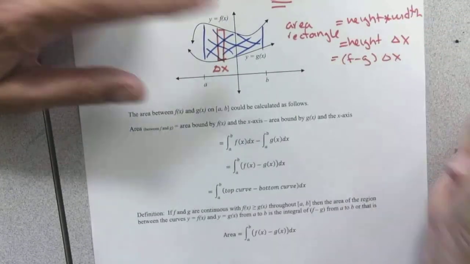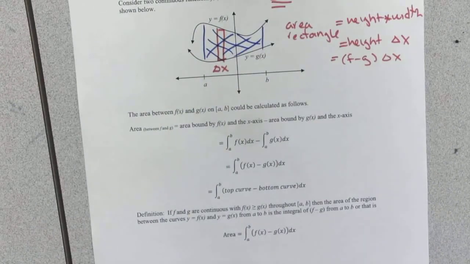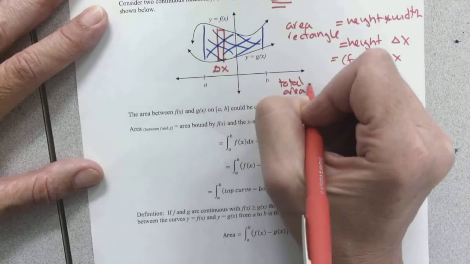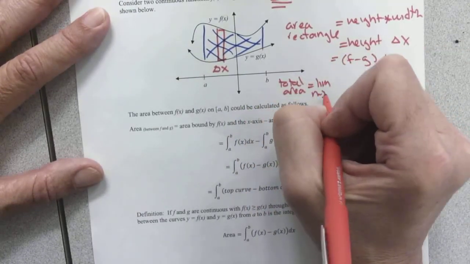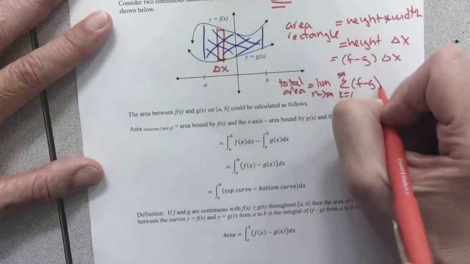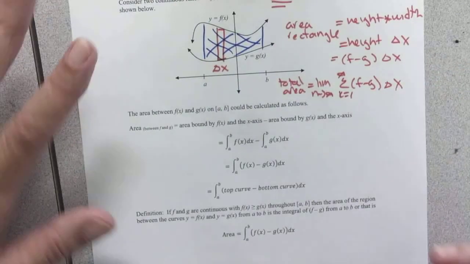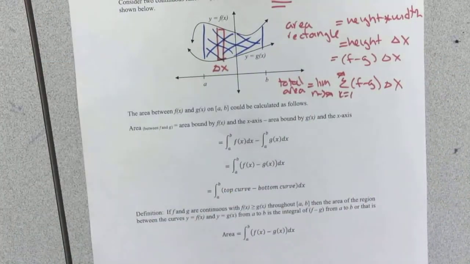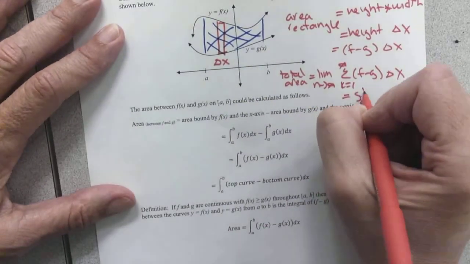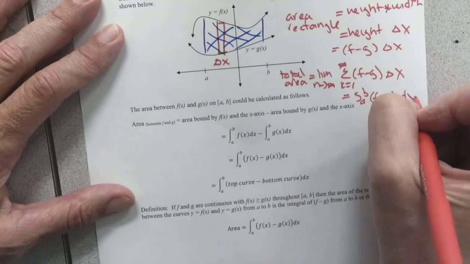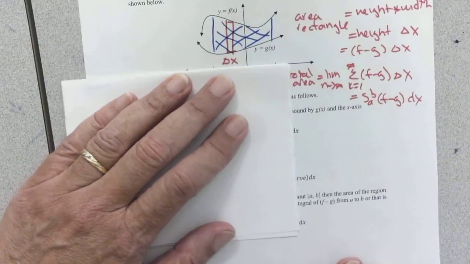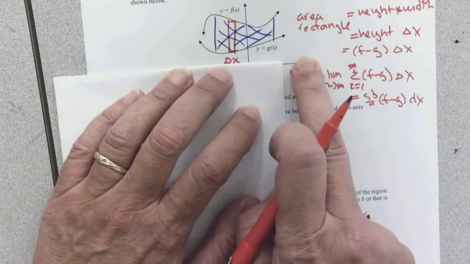I'm going to leave off the x's just for speed of writing. And so then the total area would be the limit as n goes to infinity of the summation from k equals 1 to n of f minus g, leaving off the x's, times delta x. So I get a Riemann sum here, and this would be the integral from a to b of f minus g dx.